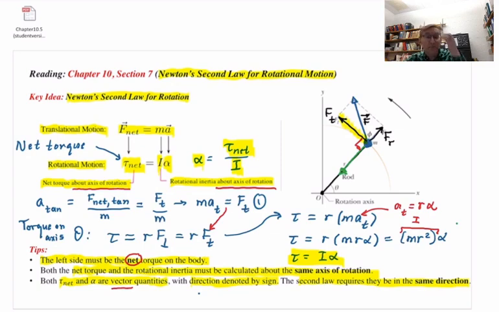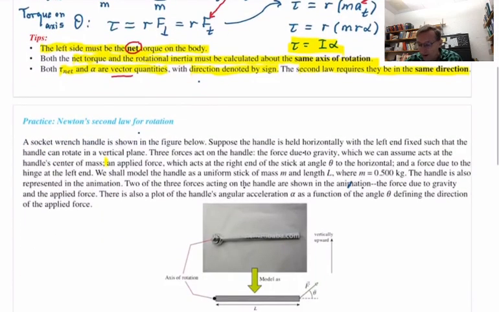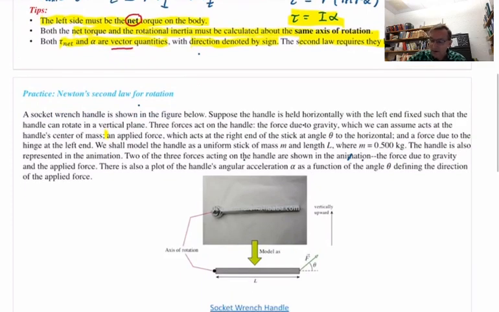All right, so now we're just going to spend the rest of this video applying this new result, and then in class we're going to do more application. So I'm going to have us do some practice with Newton's second law of rotation. I'm going to have us look at a rigid body that rotates, a socket wrench. And we're just going to focus on the handle of a socket wrench, okay?